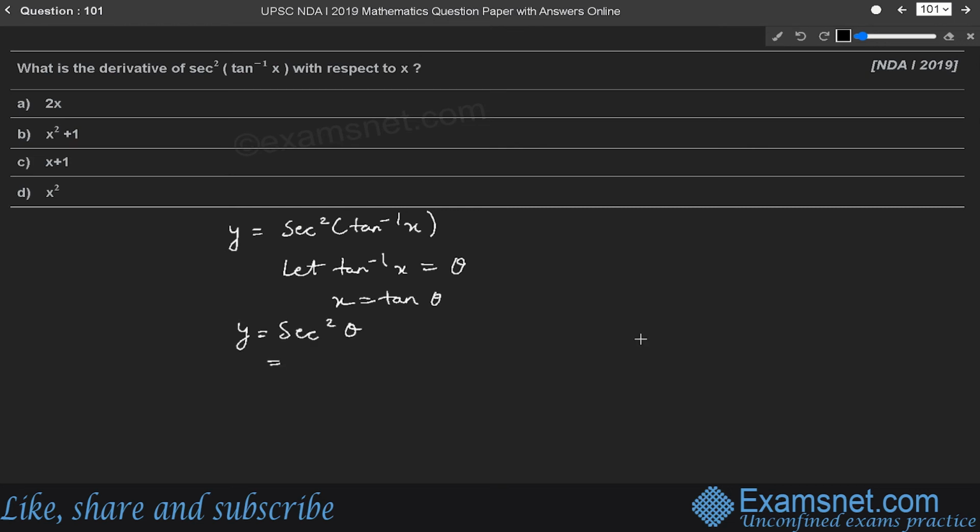And we know that sec square theta can be written as 1 plus tan square theta. So, we can write y is equal to 1 plus x square, because we know that x is tan theta. So, tan square theta will be x square. So, dy by dx will be equals to 2x. So, the correct option for this question is option number A, which is 2x. See, this kind of questions are very simple.